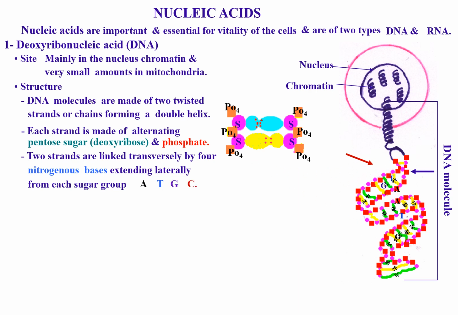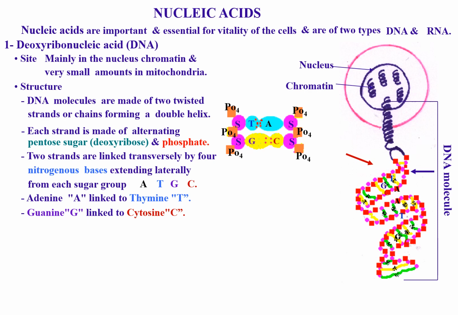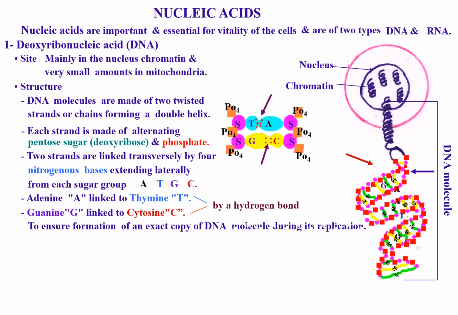Adenine is always linked to thymine, while guanine is always linked to cytosine by a hydrogen bond. This linkage is very important to ensure the formation of an exact copy of DNA molecule during its replication or duplication in the interphase before cell division.